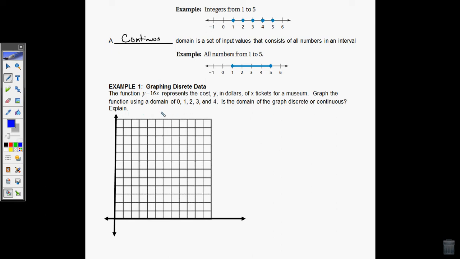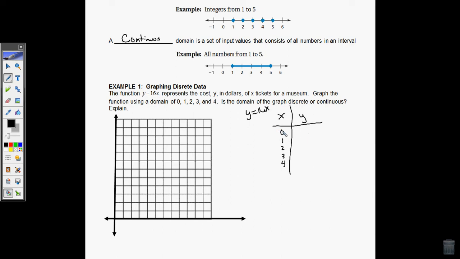So let's look at a couple examples. Example 1. I have a function y equals 16x that represents the cost y in dollars of x tickets for a museum. Graph the function using the domain 0, 1, 2, 3, and 4. Okay, so it's telling me that this function y equals 16x is going to be using a domain of 0, 1, 2, 3, and 4. So it gives me these input values and says, find the outputs, graph the function.